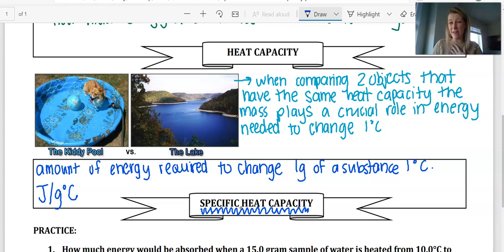And so let's talk about relative heat capacities, or specific heat capacities. I'm actually going to pause my video for 1 second just to pull up some specific heat capacities so we can compare those values.